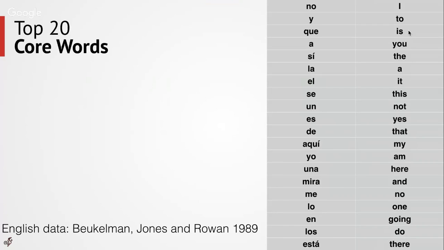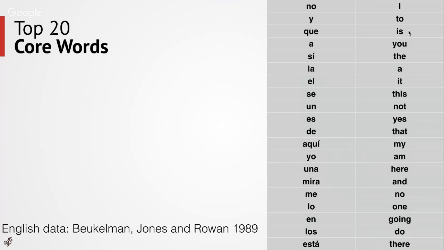So when we created the Spanish version of Proloquo2Go, when we started the research about core words in Spanish, there was some already done, but in very specific situations, in a very specific region, and we wanted to cover Spanish words both in America and in Spain, so we did a little bit of our own research. What you're seeing here is the top 20 core words. On the left, you see the words ordered by frequency for Spanish from our analysis. On the right, you're seeing the data from the study of Beukelman, Jones, and Rowan from 1989, which is a study that's widely used when we're creating core word systems.